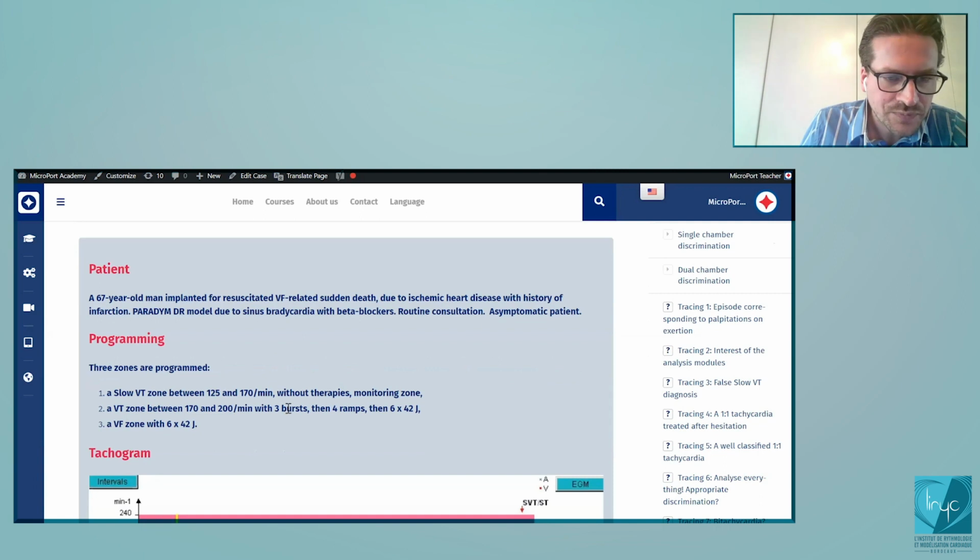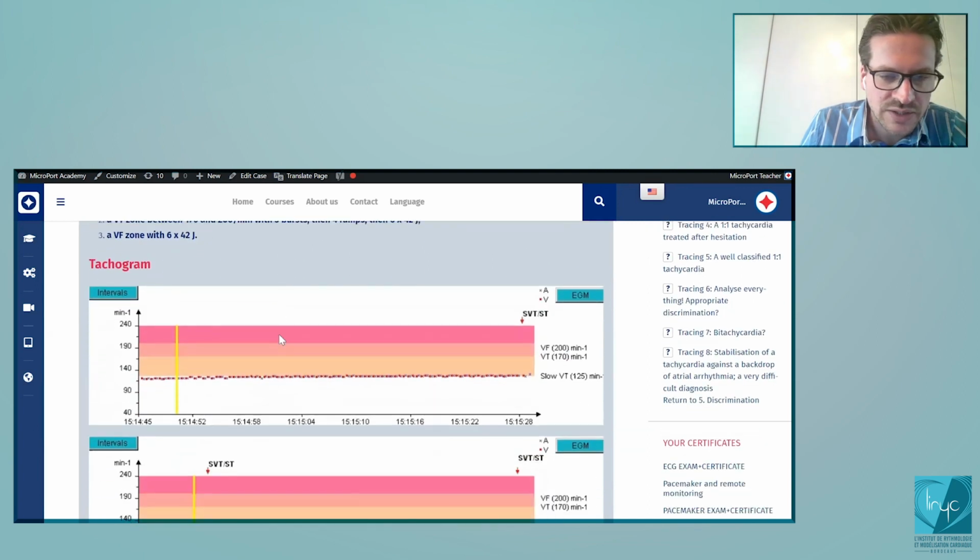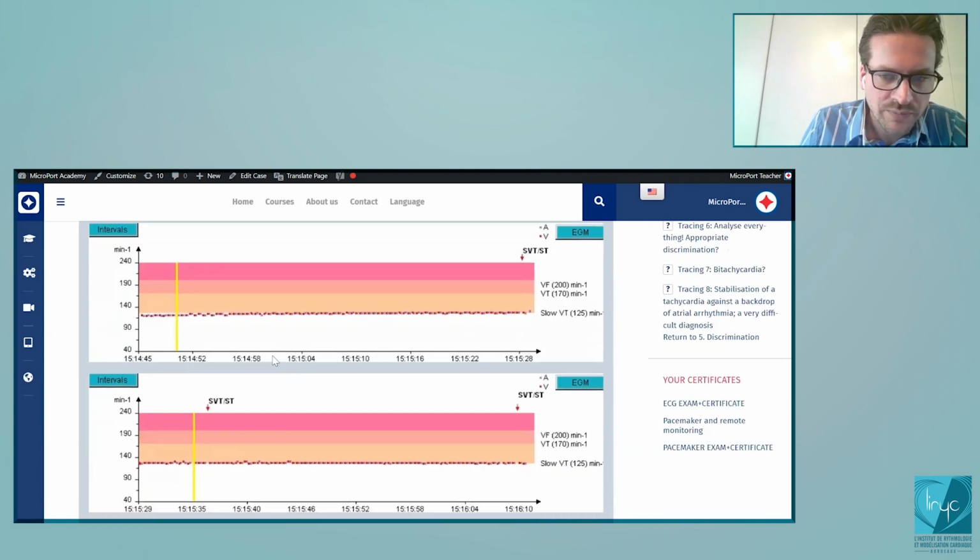So here we have a patient who had a ventricular fibrillation and who had an ICD, of course. And here we see the tachogram. It needs some time for your eyes to adjust to all the nice pink colors. But here we see atrial and ventricular rate, which seem to be 1-to-1 connected. And then we see that this rhythm is going into the slow VT zone, 125, it's quite a slow zone. And then we see that there's a diagnosis made of supraventricular tachycardia, sinus tachycardia, actually.